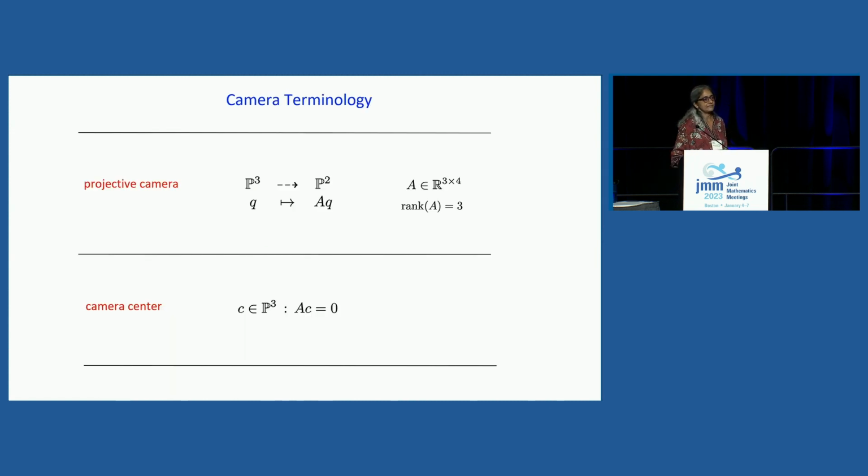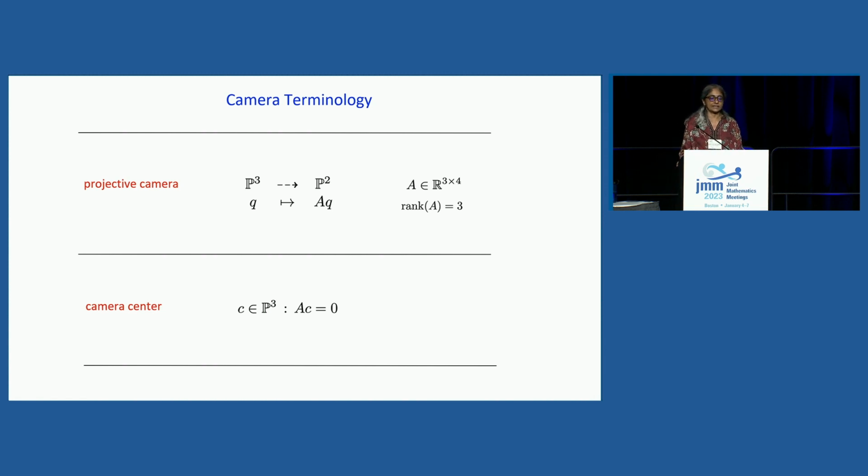Okay, so some very basic terminology. For the rest of this talk, we'll talk about the general projective camera. And by that, I just mean a map from P3 to P2. It's a rational map, but it's a linear map. It just sends Q to A times Q, where A is a 3x4 matrix of rank 3. Now, the rank 3 is important because if the rank is smaller than 3, then the world collapses onto a line or a point, which we don't want. We want the image to be on this two-dimensional camera plane.